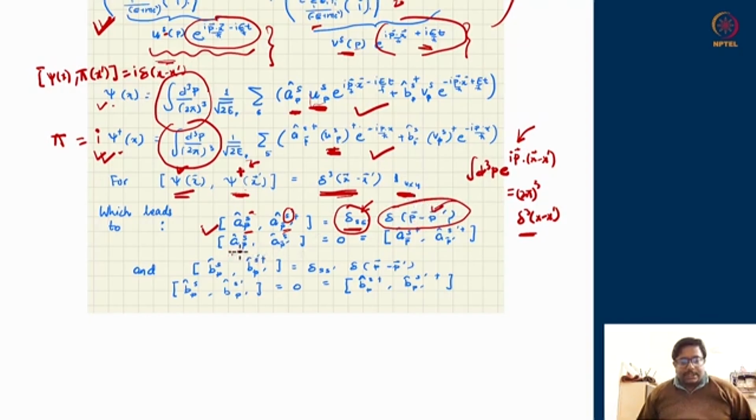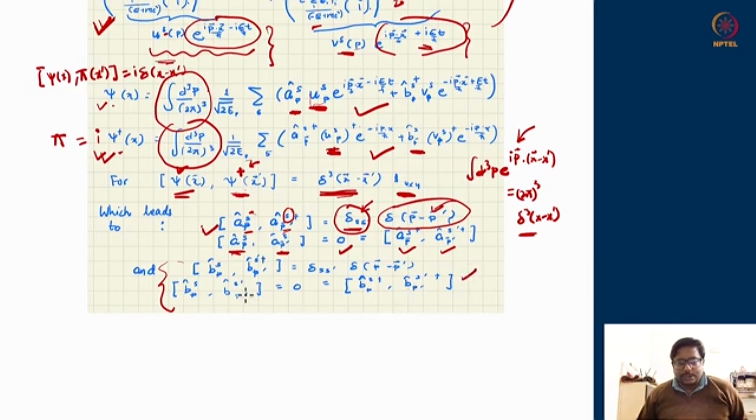Similarly, different a's should also commute, depending on whether or not p and p' are the same, and s and s' are the same or not. Two different a's are supposed to always commute. Two different a daggers are always supposed to commute. And the same story goes for the second set of oscillators, the b's. So b's are the oscillators with, let us say, negative frequency, but anyway, that is all right.